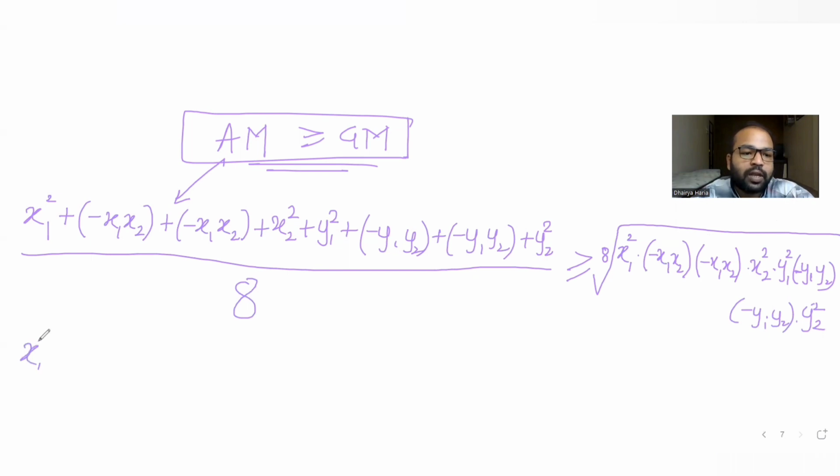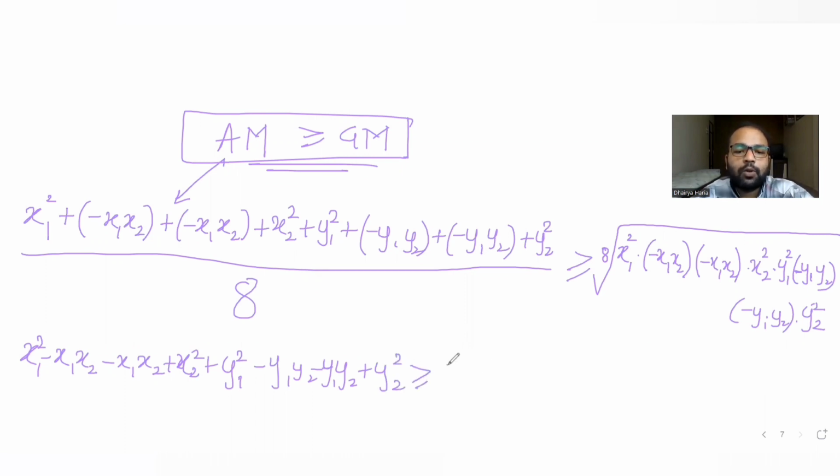If I solve this, I get x1 squared minus x1 x2 minus x1 x2 plus x2 squared plus y1 squared minus y1 into y2 minus y1 into y2 plus y2 squared. That's greater than or equal to 8 times the 8th root of this entire expression. Now, the 8th root is nothing but I can write that as raised to the power of 1 by 8.